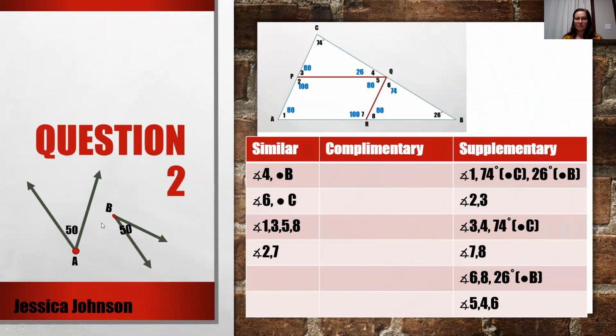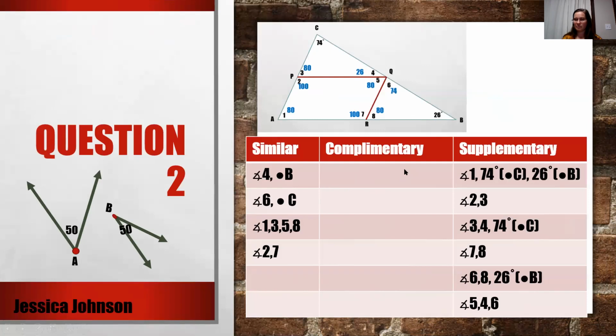Notice that they have the same measurement, but the lines are not the same, and they do not travel in the same direction. Angle 4 is congruent to point B at 26 degrees. Angle 6 was congruent to point C. And angles 1, 3, 5, and 8 are congruent. And angle 2 is congruent to 7.